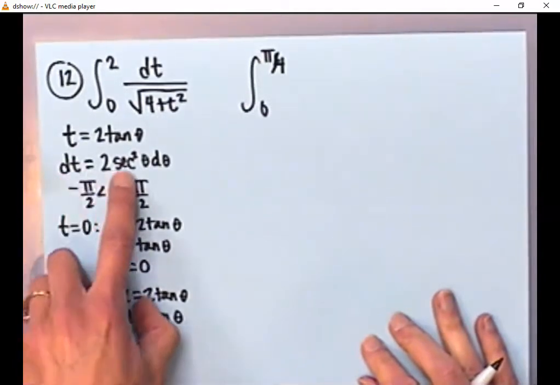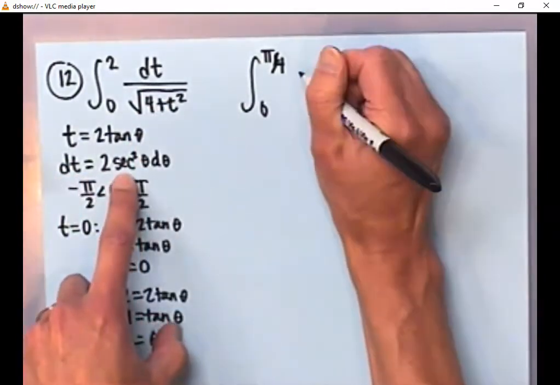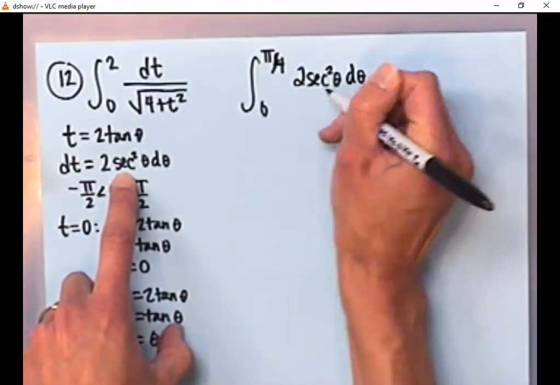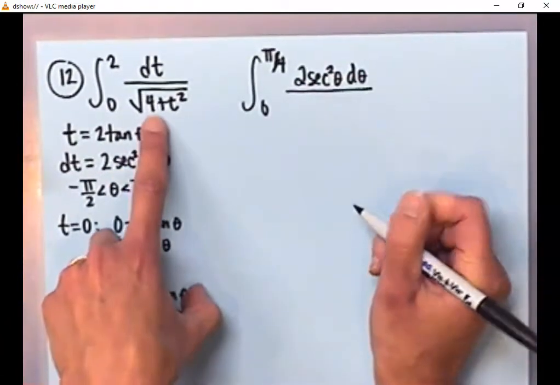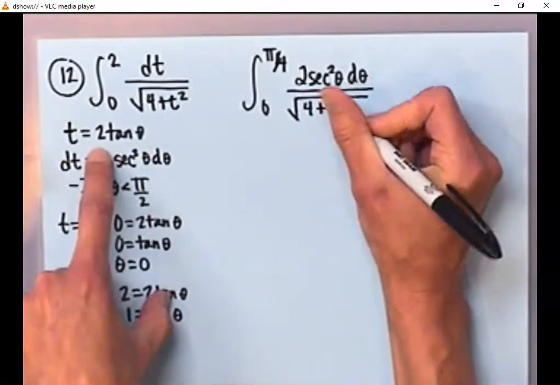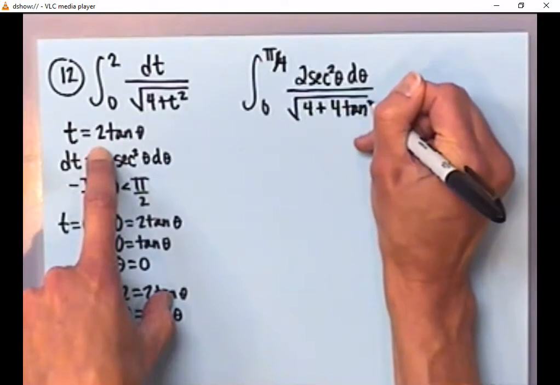So let me go ahead and replace dt with 2 secant squared theta d theta. It's in the numerator. In the denominator, you'd have the square root of 4 plus 4 tangent squared.